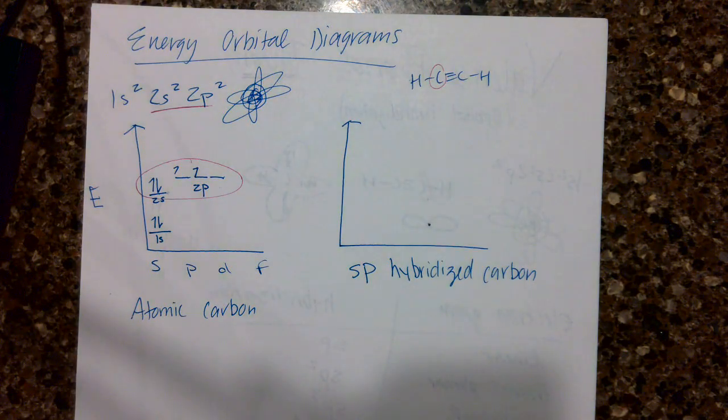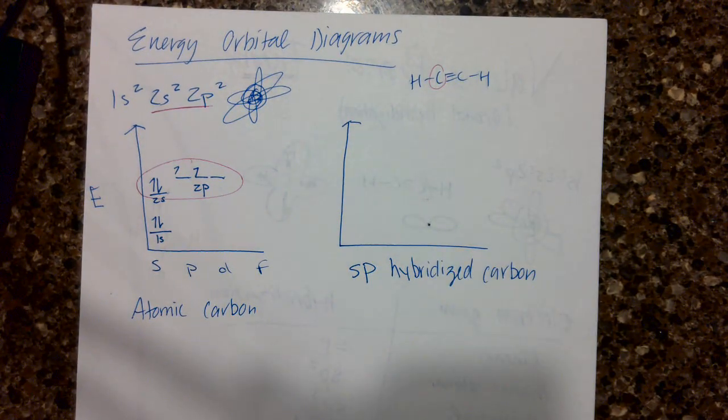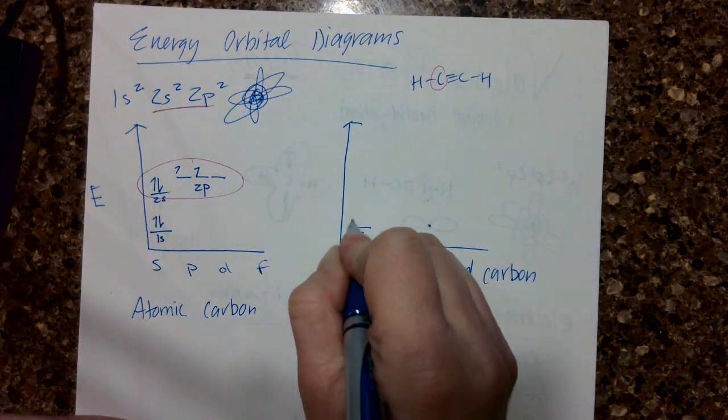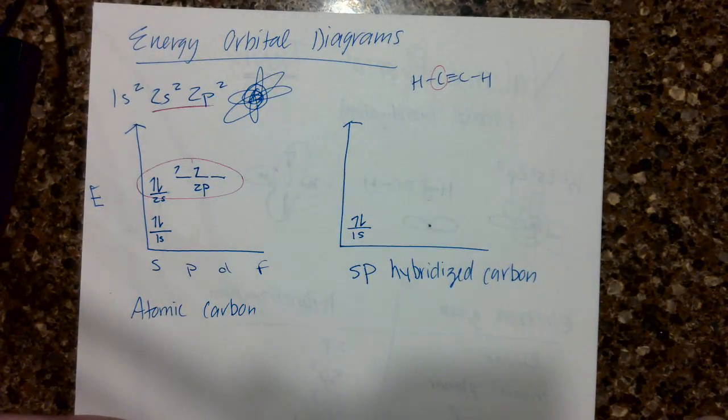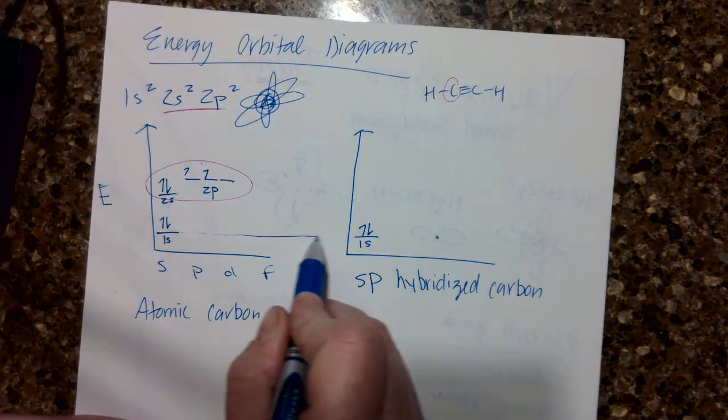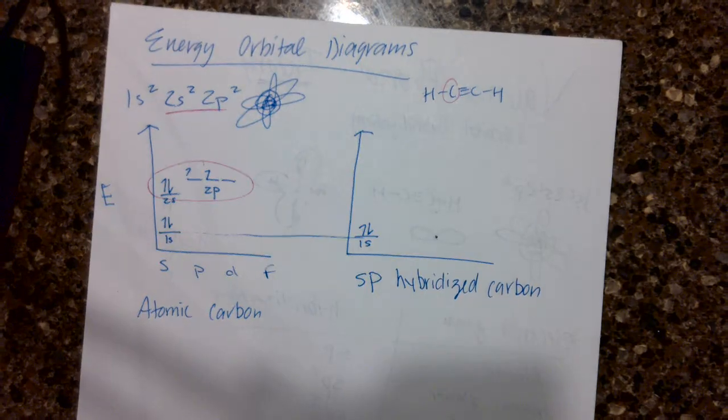So this is why I said it really helps to draw this out. First of all, I'm going to keep 1s the same because those are core electrons, so they're not being touched, so they're at the exact same energy as before.